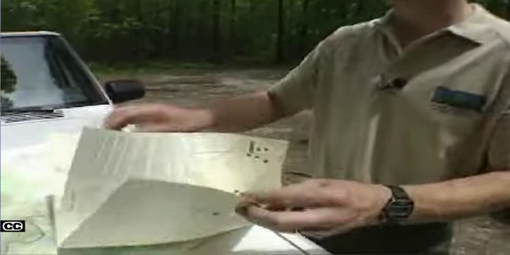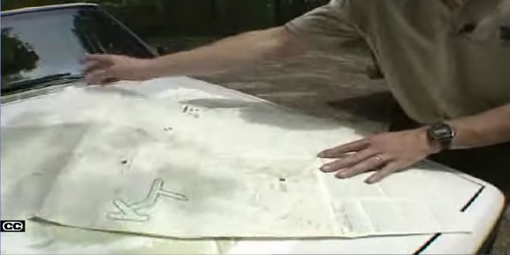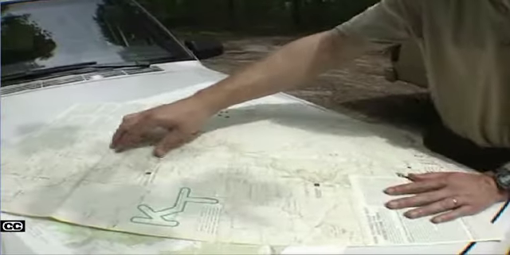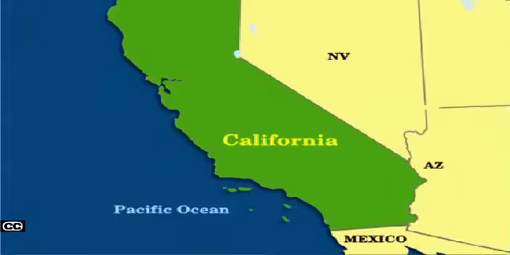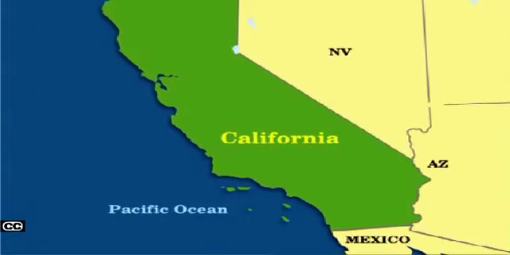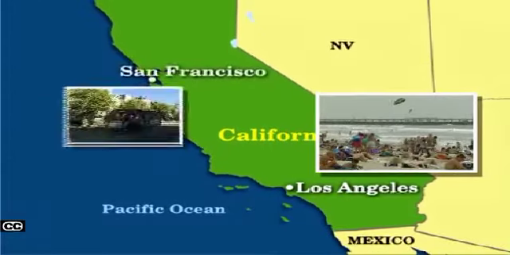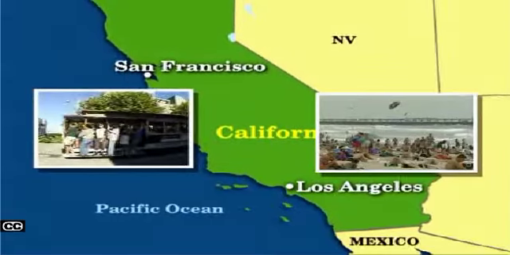Let's take a look at it and see how you can use it. Directions help us figure out where we are and where we're going. If you want to locate a certain place on a map, like Los Angeles or San Francisco, it's important to understand directions.